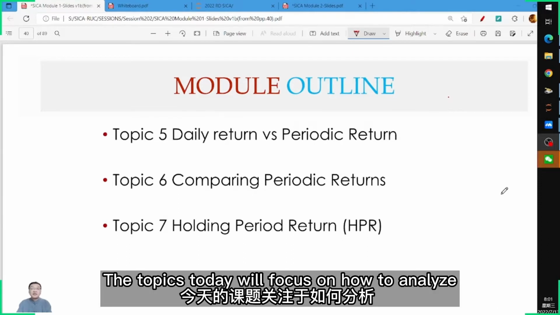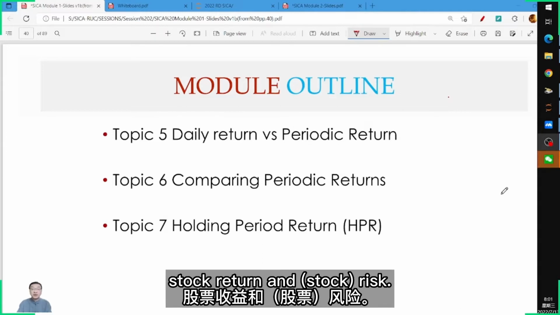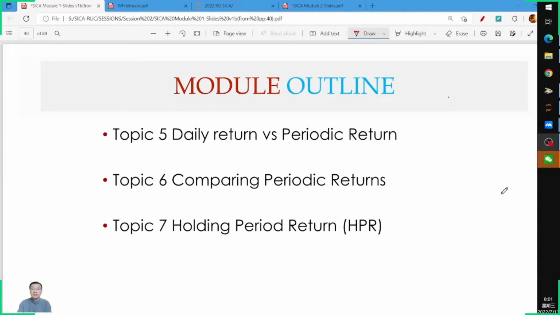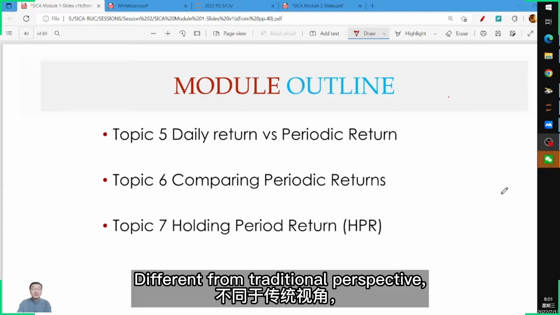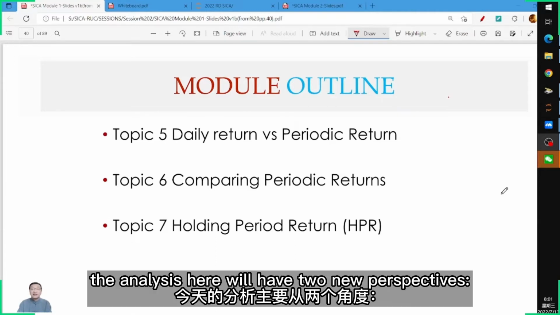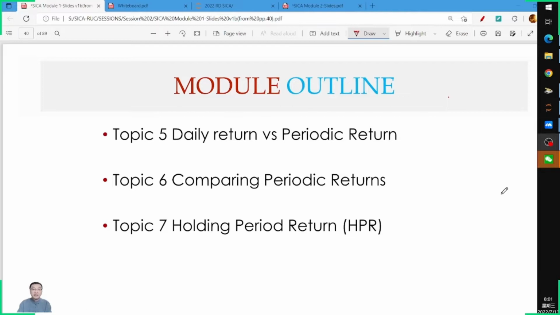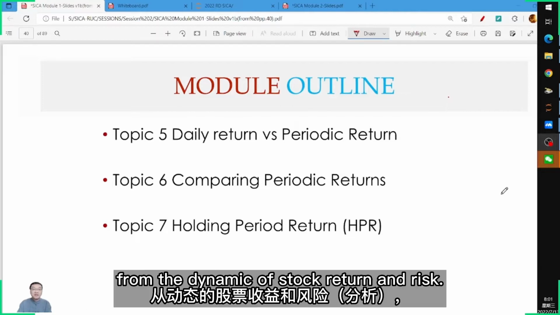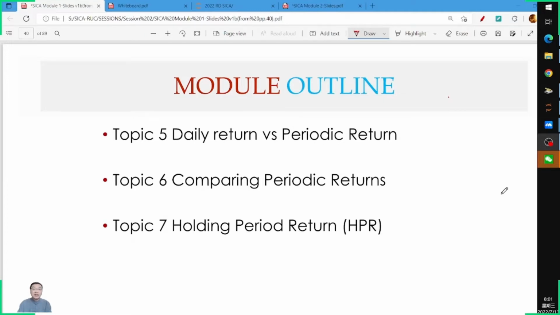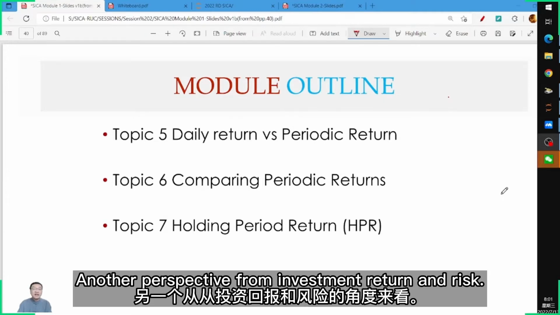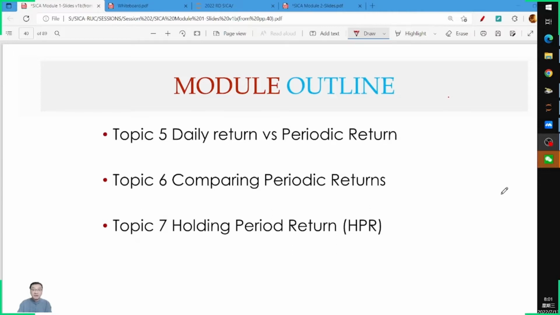The topics today will focus on how to analyze stock return and risk. Different from the traditional perspective, the analysis here will have two new perspectives. One perspective is from the dynamic of stock return and risk. Another perspective is from investment return and risk.